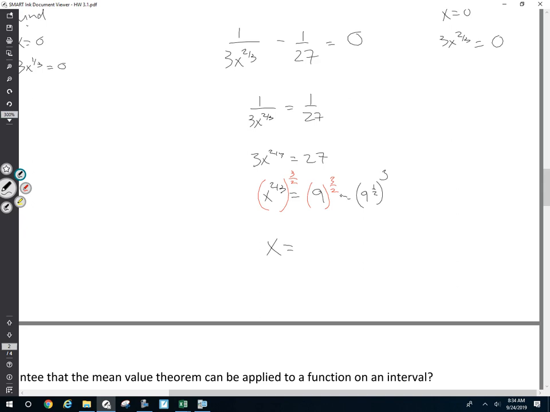You could also do 9 cubed square rooted, but that's probably more difficult. I know that 9 to the 1/2 is 3, and 3 cubed is 27. I get 27. But be careful.